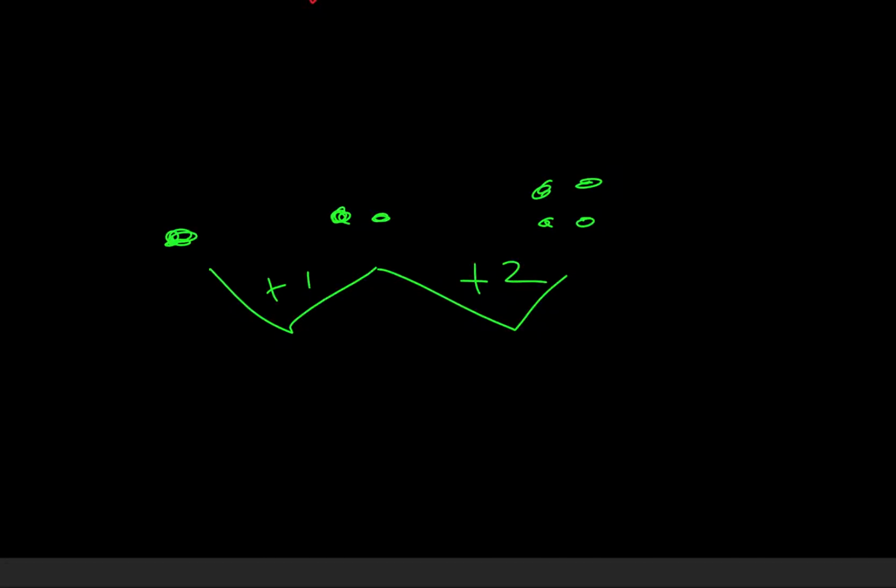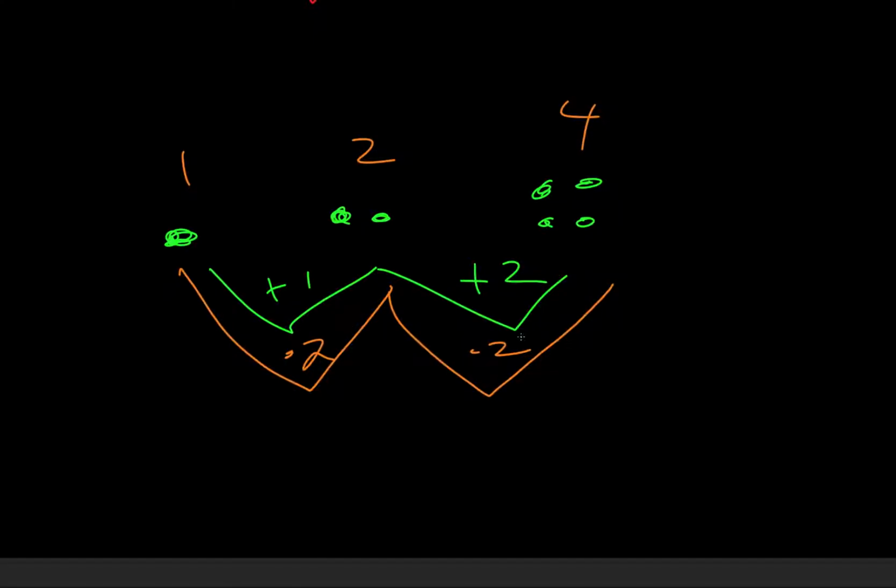Okay, let's do another one. So we have 1, we get 2, and we get 4. So we try to add, we add 1, try to add, we add 2. Those aren't the same, so that doesn't work. So we try multiplication. We multiply by 2 to get from 1 to 2. And then we multiply by 2 again, so we're going to use multiplication.